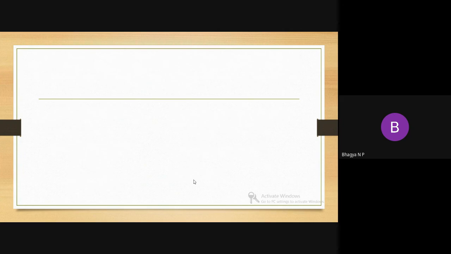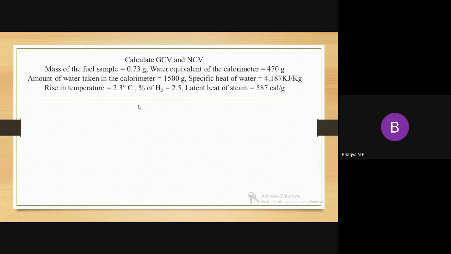So the next problem is also a similar type of problem. So you yourself do it. Calculate GCV and NCV. Mass of the fuel is 0.73 gram. Water equivalent of calorimeter is 470 gram. Amount of water taken in the calorimeter is 1500 gram. Specific heat of water is 4.187. Rise in temperature is 2.3 degrees Celsius. Percentage of water is 2.5. Latent heat of steam is 587.